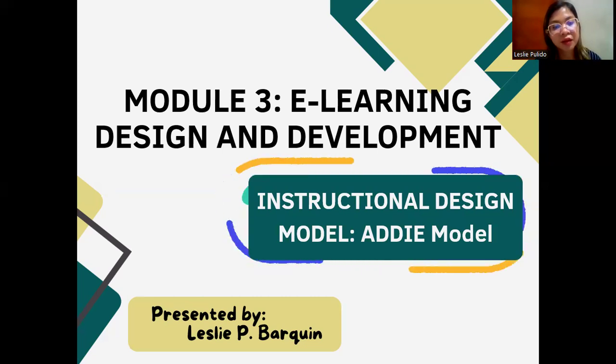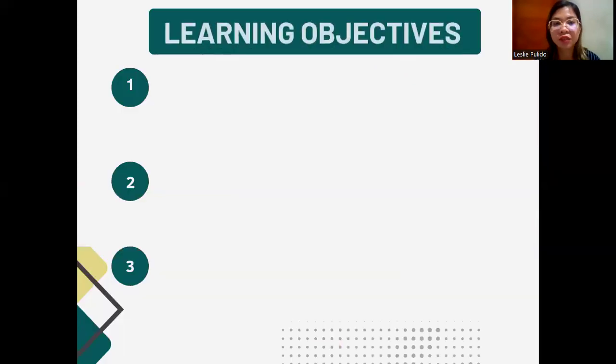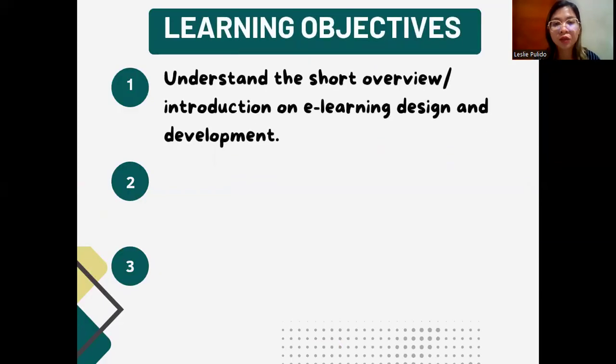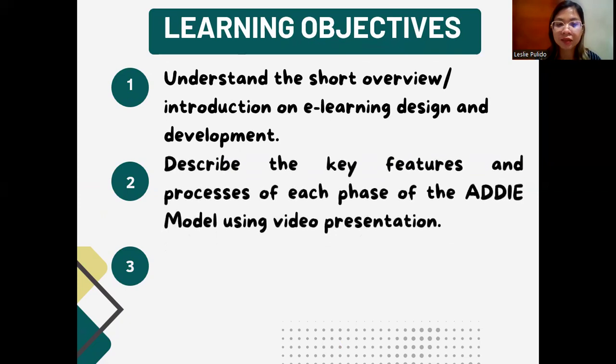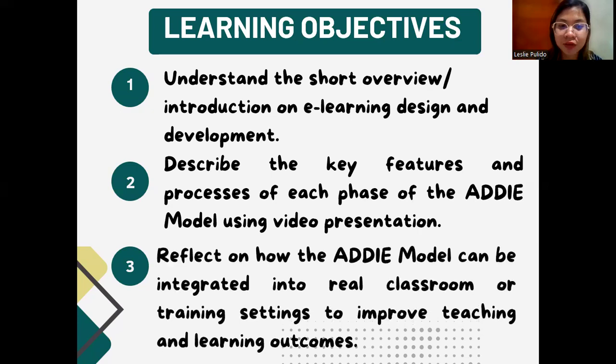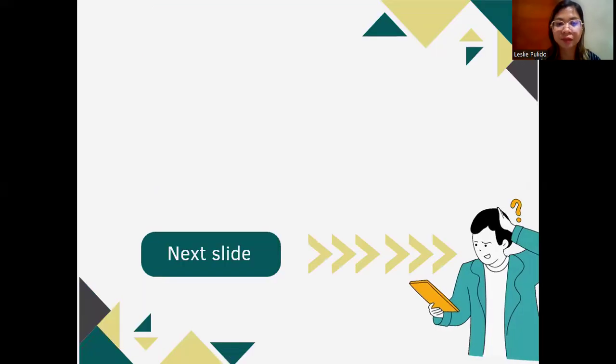So here are the learning objectives for this lesson. We're going to understand the short overview or introduction on the e-learning design and development. We're going to describe the key features and processes of each phase of the ADDIE model using a short video presentation. And lastly, we're going to reflect on how the ADDIE model can be integrated into real classroom or training settings to improve technology, teaching and learning outcomes.